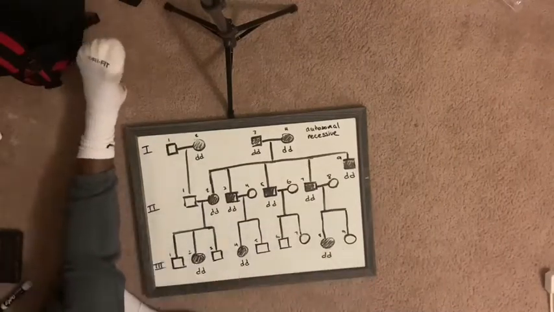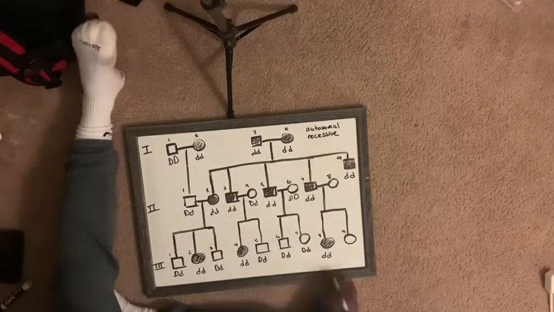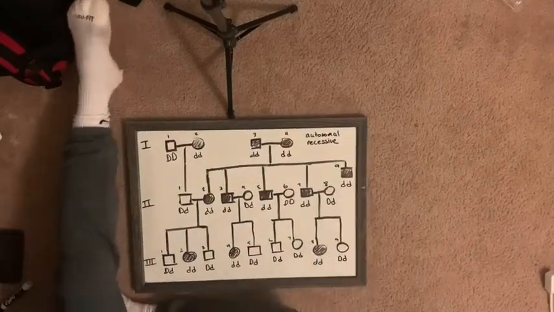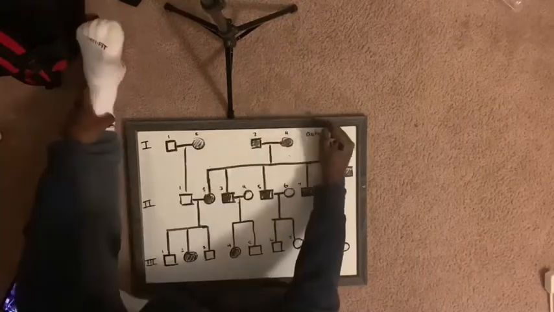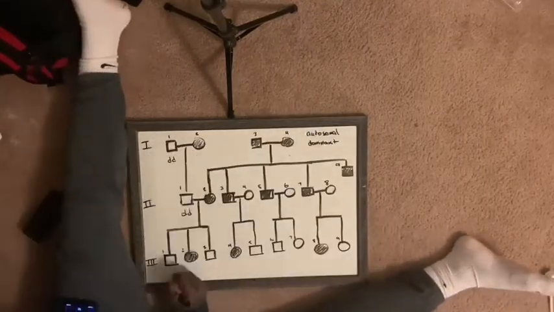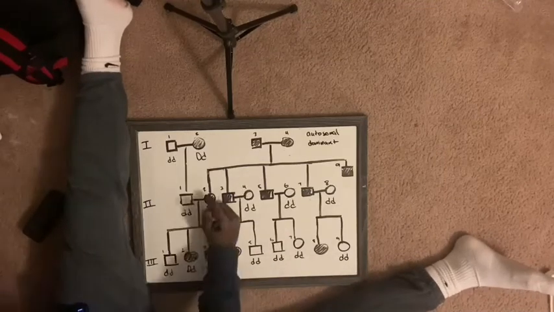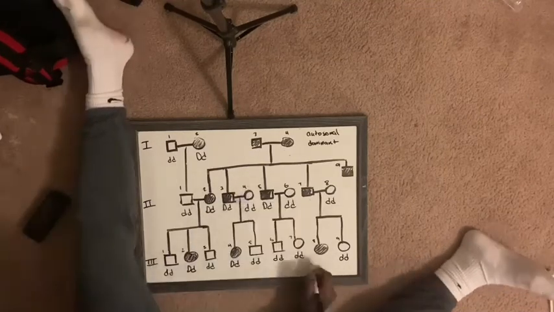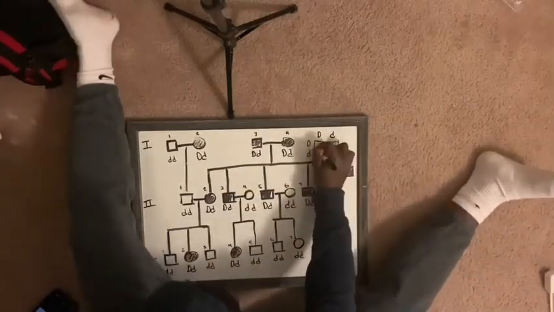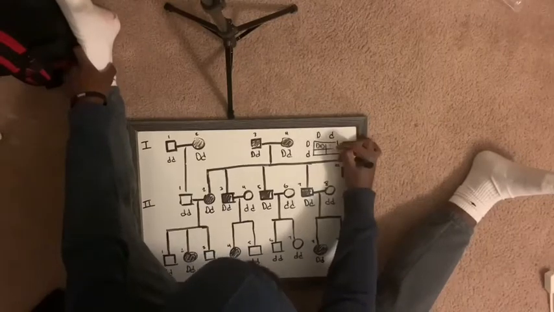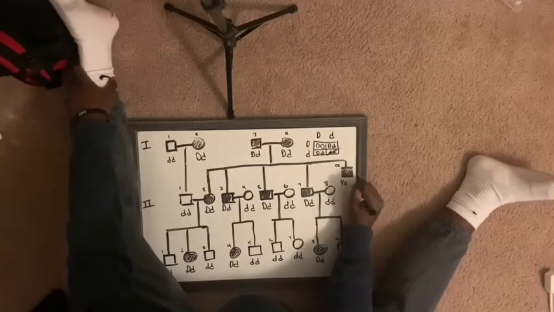First, I checked to see if the trait for red hair could have been autosomal recessive. To do this, I wrote the genotypes for all the people who were recessive, then just solved the rest based on their parents and/or children. Next was autosomal dominant, and I used the same process, basically just flipped. You can pause it if you want to check it or run through it yourself. But both of these modes were consistent with the pedigree.